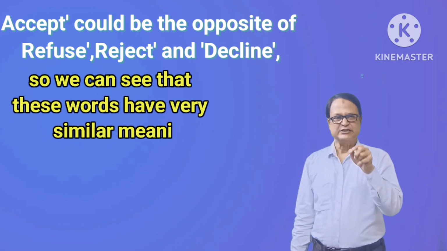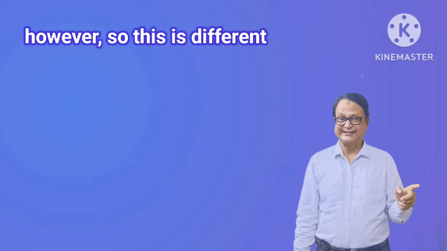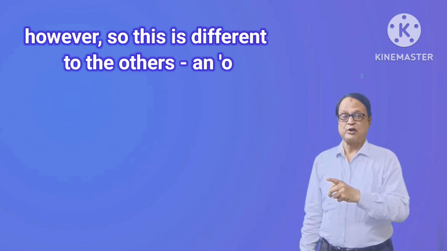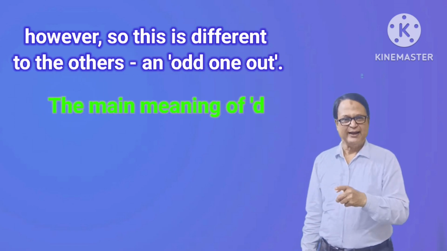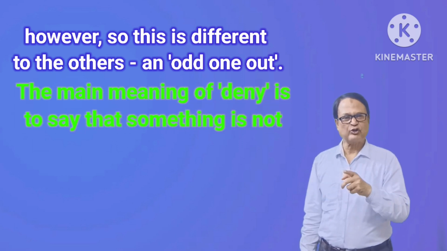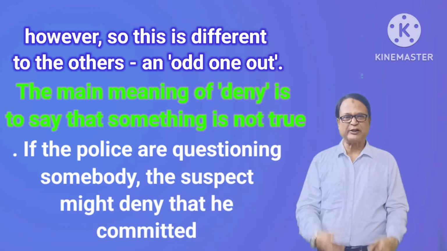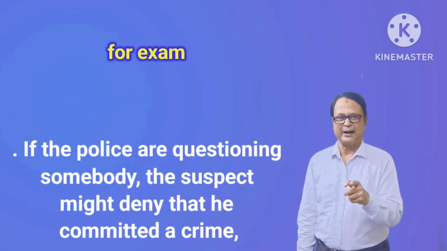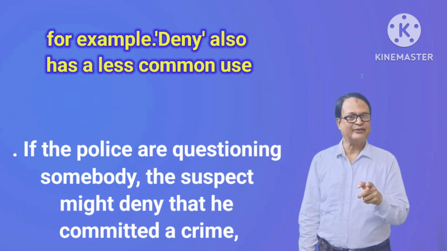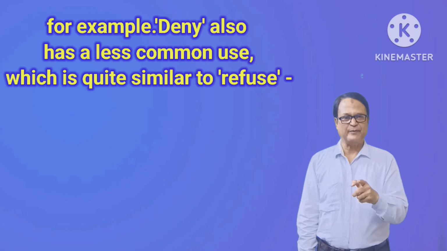The opposite of deny would be admit. However, this is different to the others, an odd one out. The main meaning of deny is to say that something is not true. If the police are questioning somebody, the suspect might deny that he committed a crime. For example, deny also has a less common use, which is quite similar to refuse.